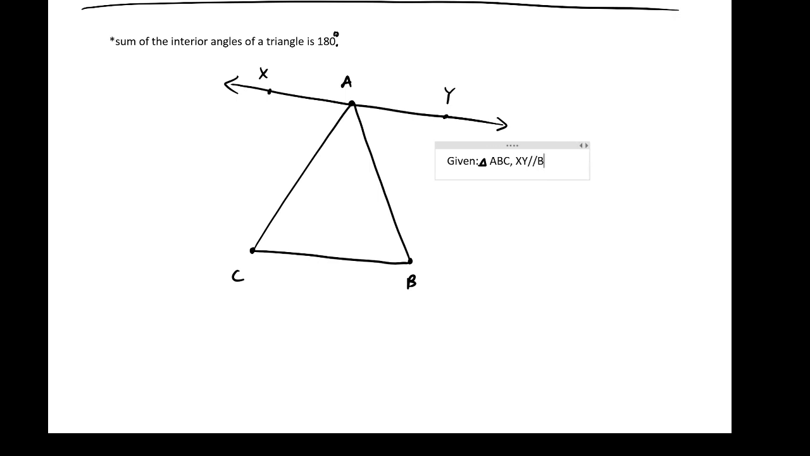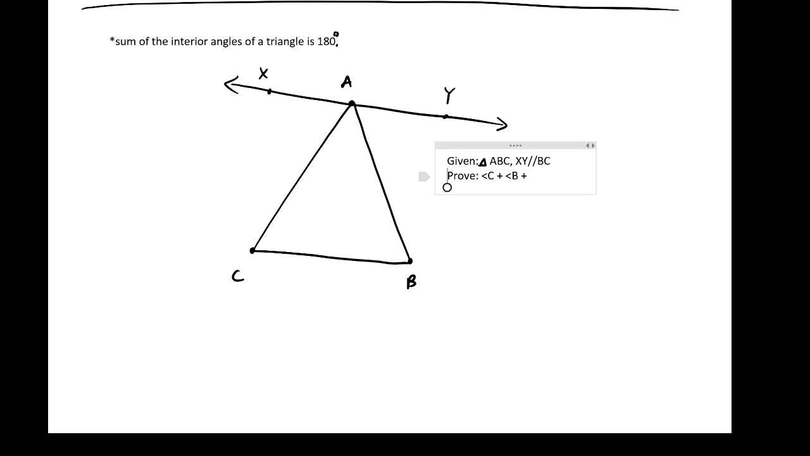With XY parallel to BC, we're going to prove that the sum of angle C, and of course we can say angle C, it's not ambiguous, right? There's no other angle that this could be. We want the sum of all those interior angles, so C and B, and the other angle, if I said angle A, that's ambiguous, right? Because angle A could be this angle right here, XAB, or it could be this one right here. It could be a number of things.